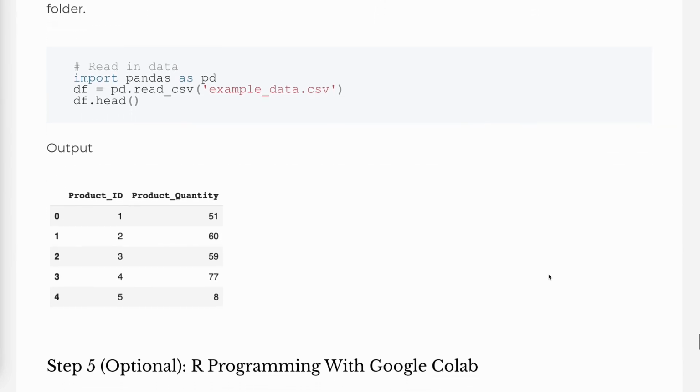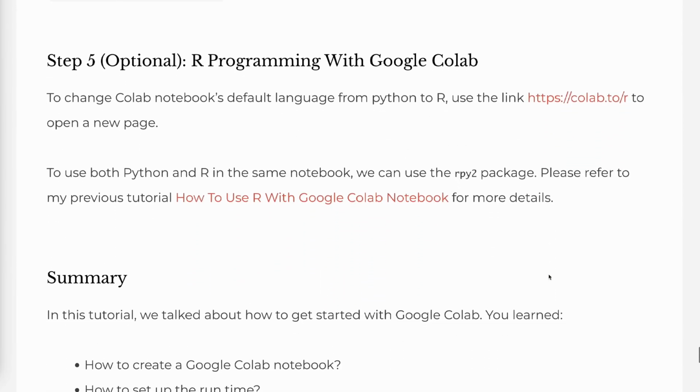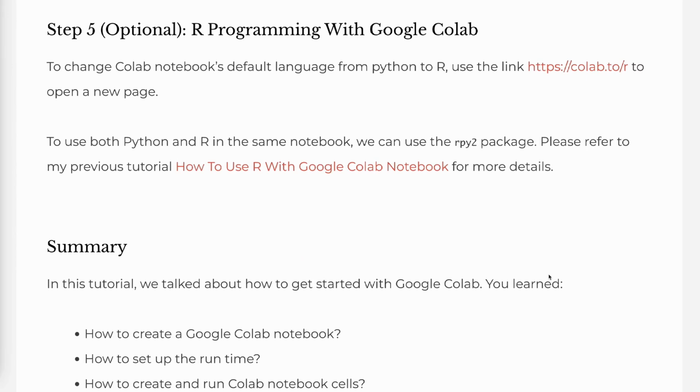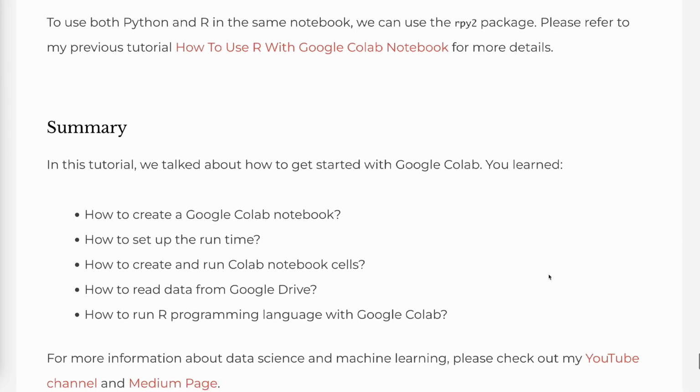To change Colab Notebook's default language from Python to R, use the link https://colab.to/r to open a new page. To use both Python and R in the same notebook, we can use the RPY2 package. Please refer to my previous tutorial how to use R with Google Colab Notebook for more details.